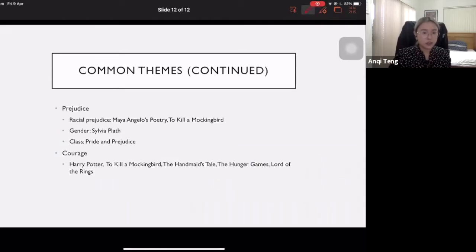In gender, we see a lot in Sylvia Plath's poetry, right? Anything about feminism. We also see gender in a lot of Jane Austen's books as well. Class, we see that in Pride and Prejudice, most evidently, right?